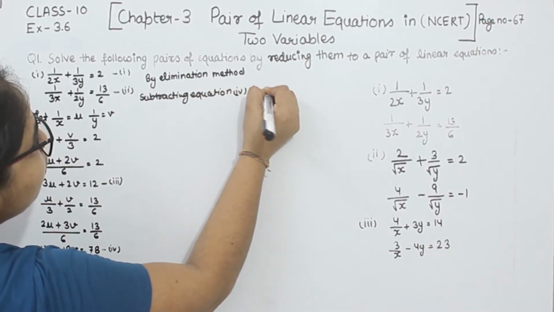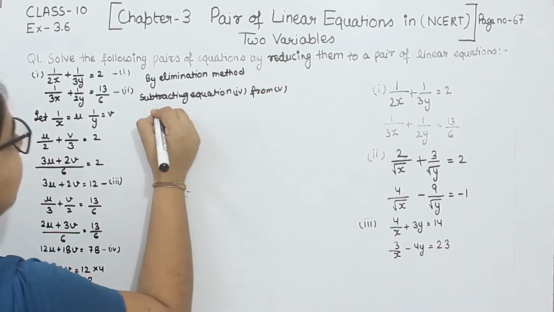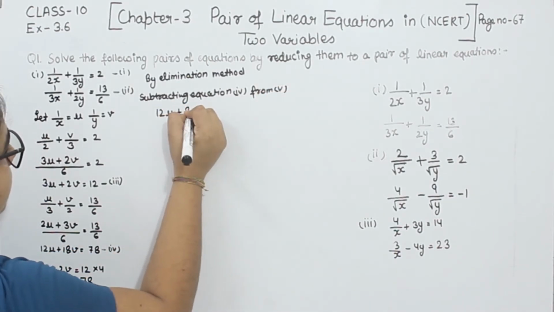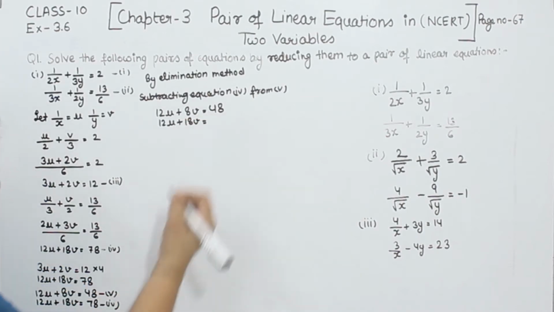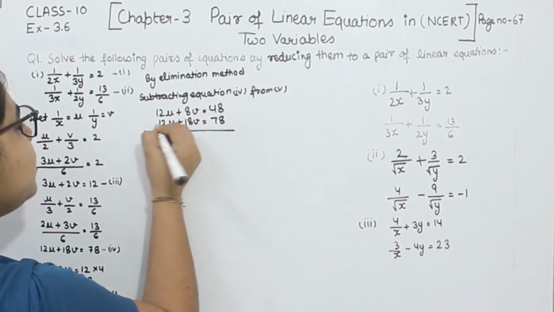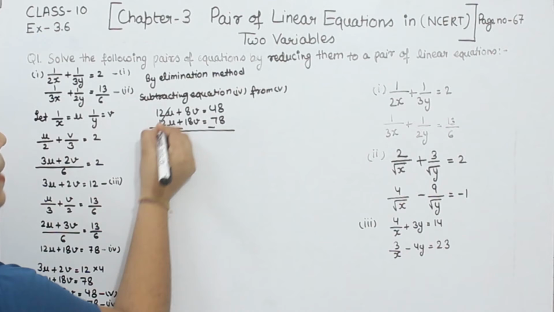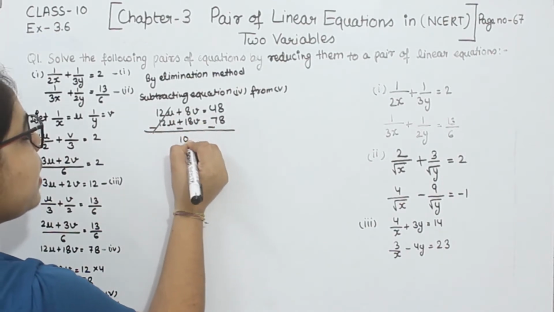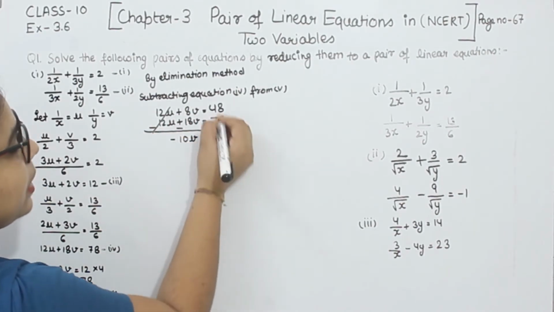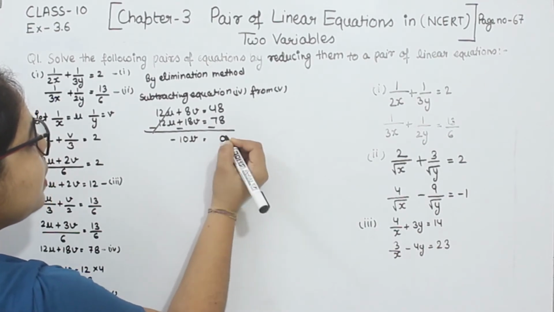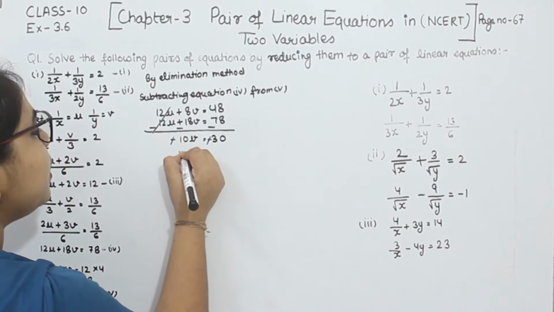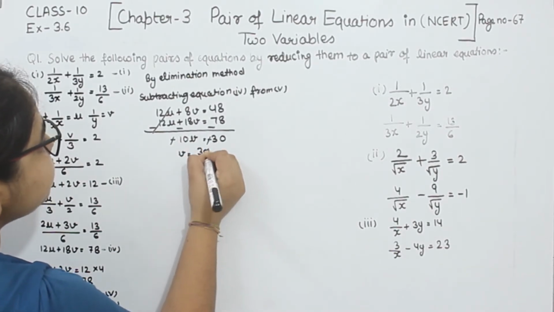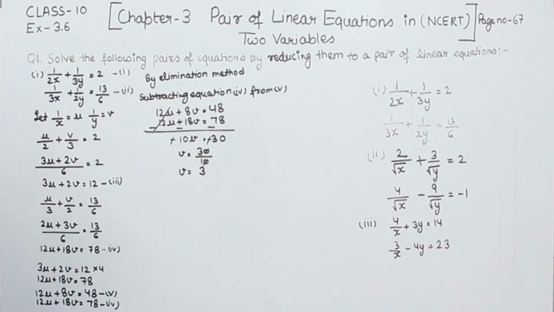So equation number 5 is 12u plus 8v is equal to 48, and this one is 12u plus 18v is equal to 78. We are going to subtract this one. For that we are going to change the sign. Now plus and minus cancel. 8v minus 18v is minus 10v. Now 48 minus 78 is minus 30. Now minus is cancelled from both sides. Now v is equal to 30 divided by 10. So v is equal to 3.